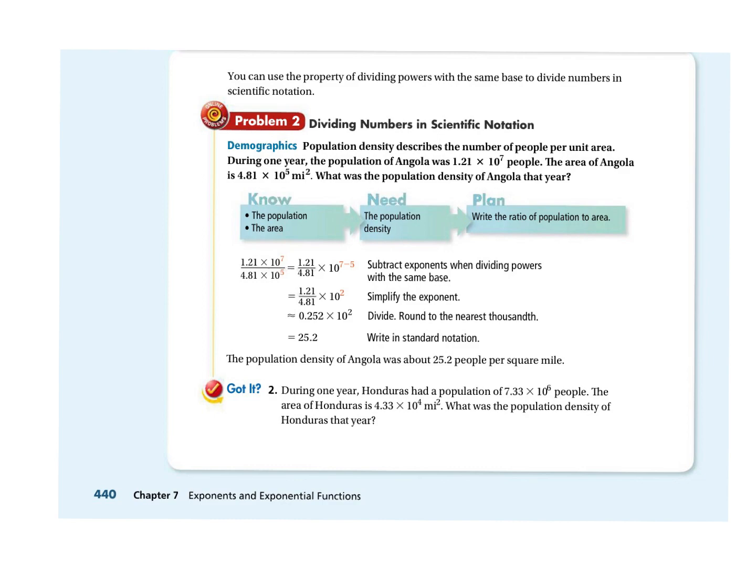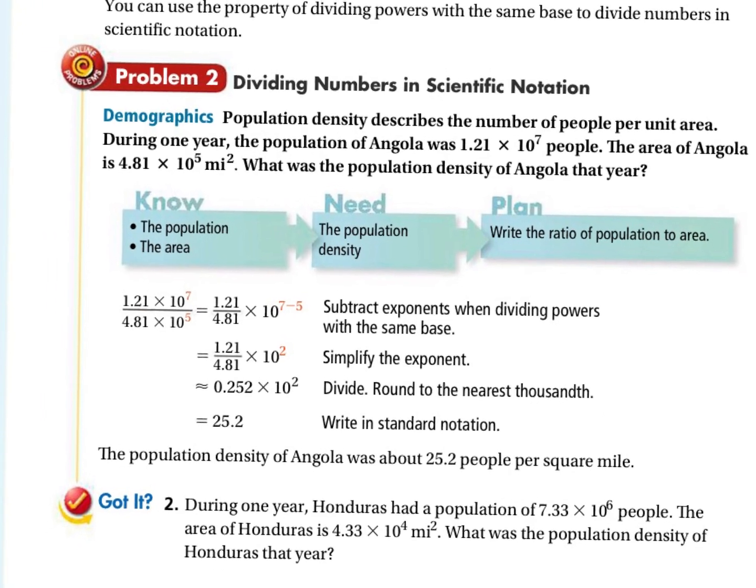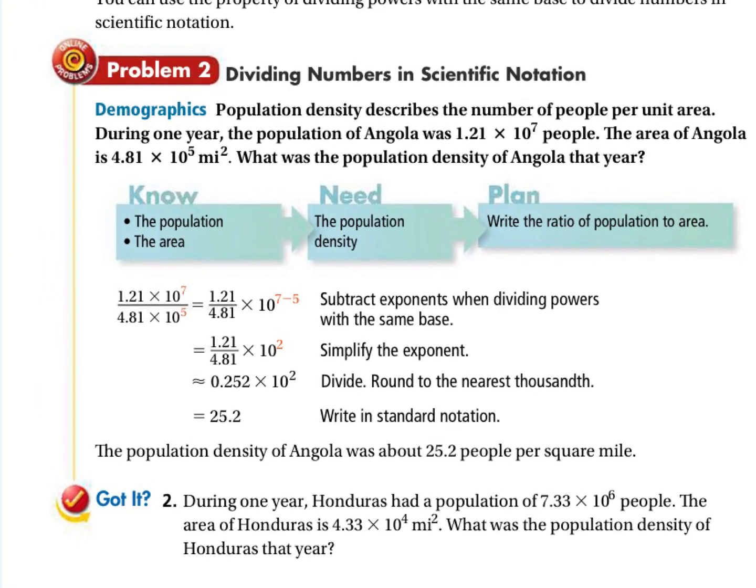Problem 2 talks about how we can work through problems using scientific notation. So population density describes the number of people per unit area. During 1 year, the population of Angola was 1.21 times 10 to the 7th people. The area of Angola is 4.81 times 10 to the 5th square miles. What was the population density of Angola that year? So finding the population density, we're taking the number of people, the population, and we're dividing it by the area, and then we get how many people per square mile that there would be.